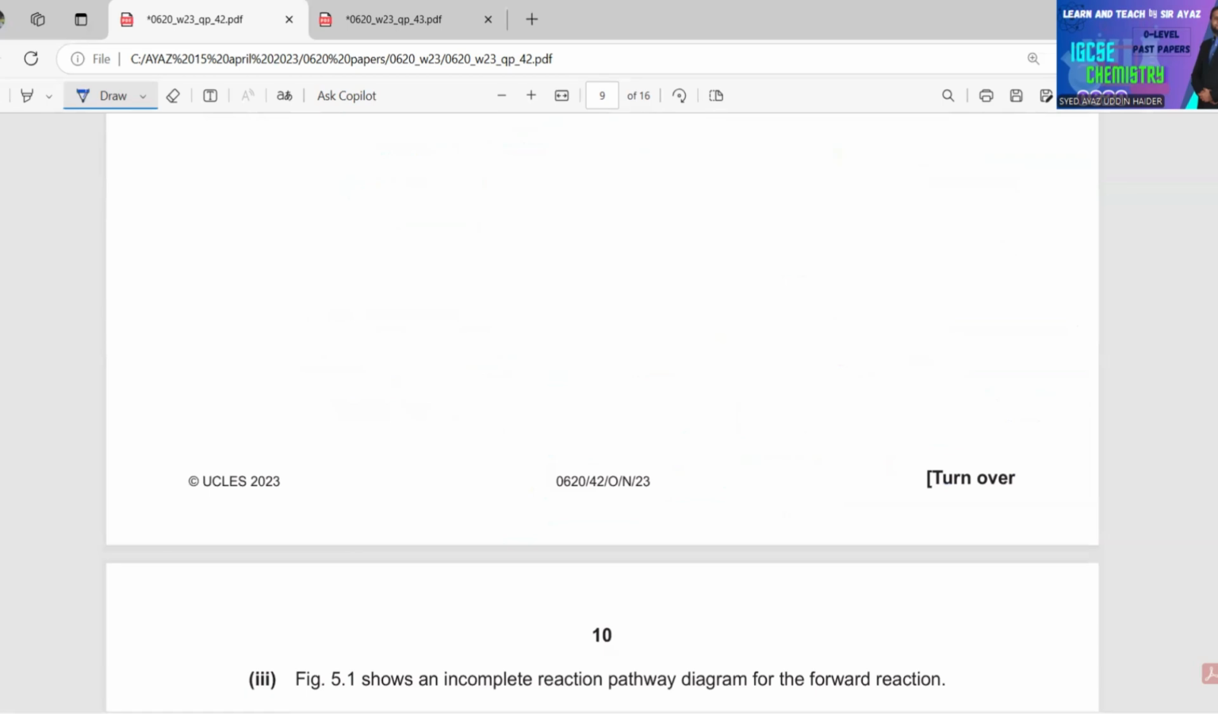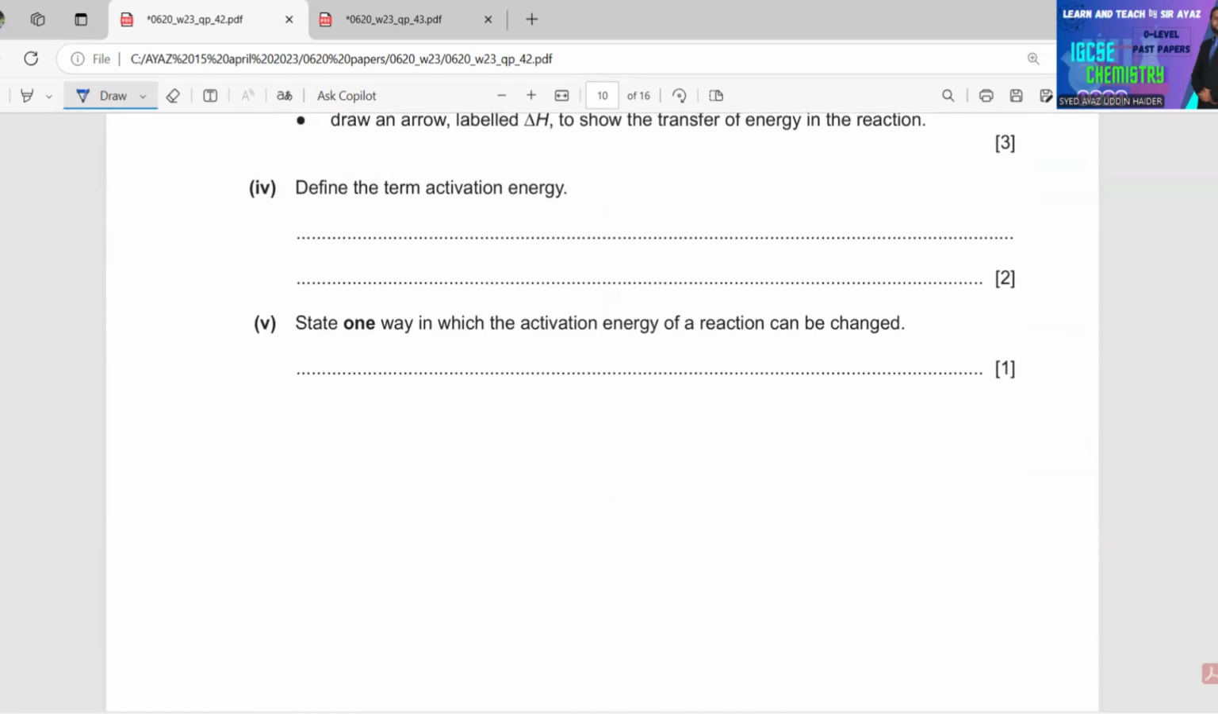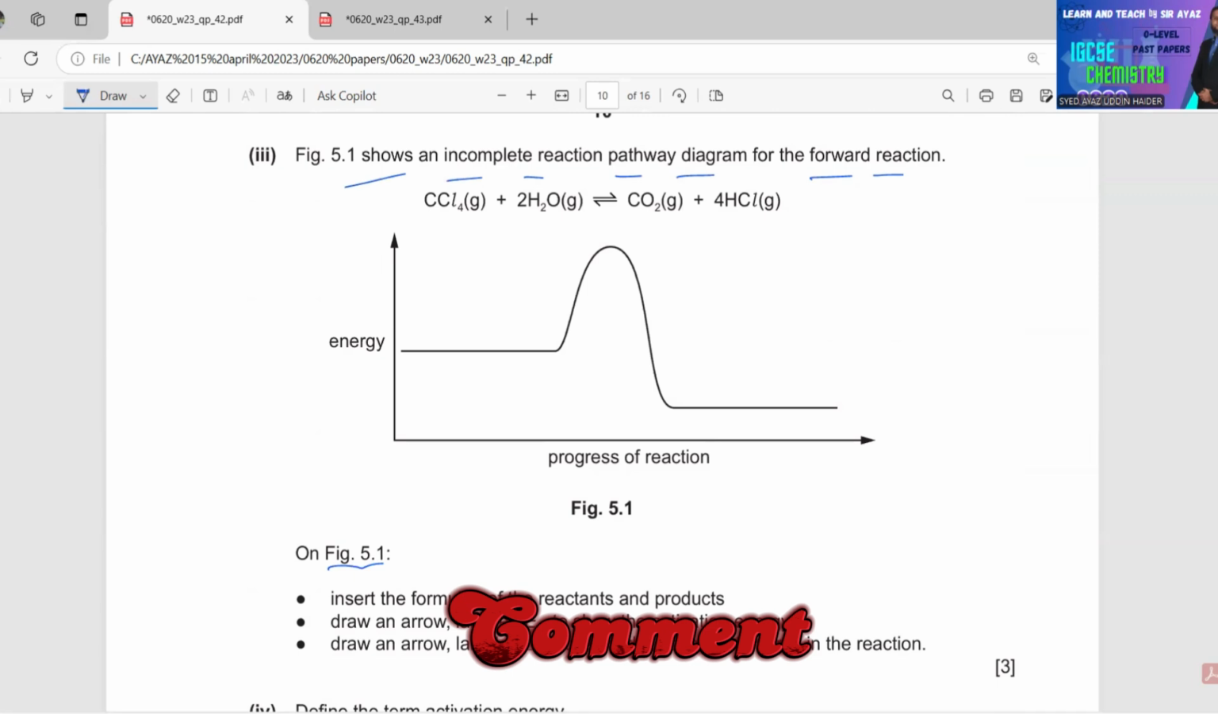Moving to the next question. That's question number 5, part 3 of this question. Figure 5.1 shows an incomplete reaction pathway diagram for the forward reaction. But the reaction is the same. On figure 5.1, insert the formula of the reactants and products. Draw an arrow labeled EA to show the activation energy. Draw an arrow labeled delta H to show the transfer of energy in the reaction.